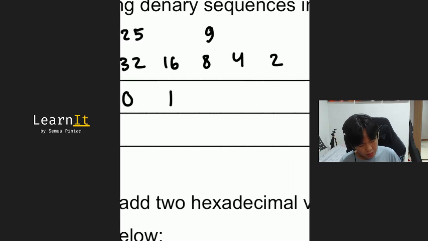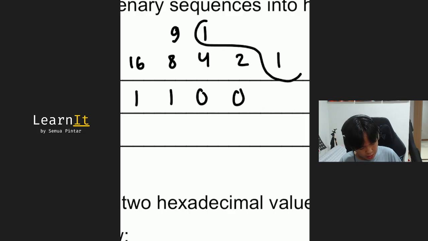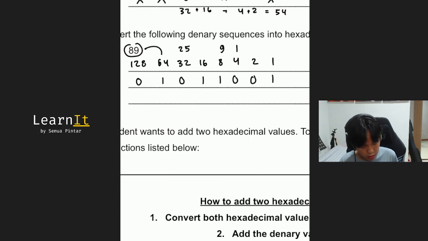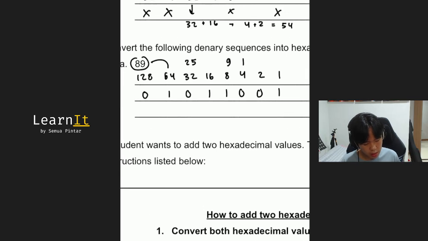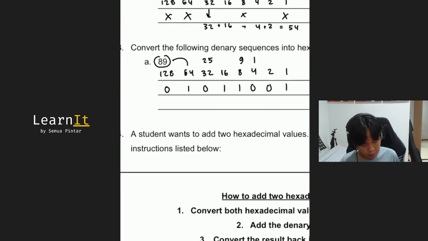9 and 8 can also be subtracted, so it's also 1, and that gives us 1. 1 and 4 cannot, 1 and 2 cannot, and 1 and 1 here can be subtracted, so it's 1. So this is our binary value here. We have 0, 1, 0, 1, 1, 0, 0, 1. Okay? Now with this, we can convert it to hexadecimal by using the table.